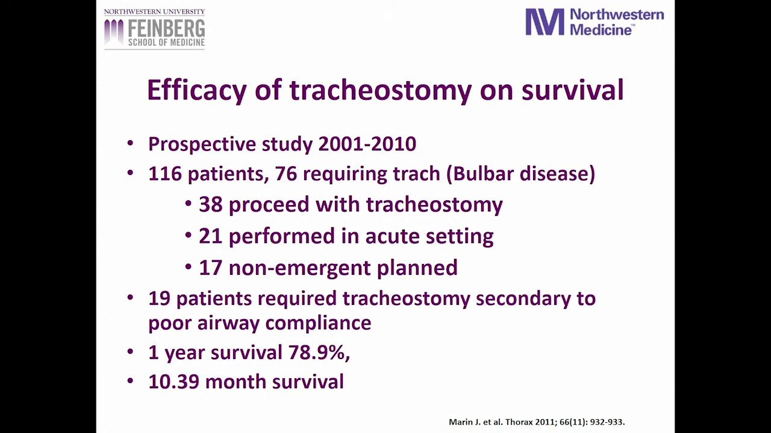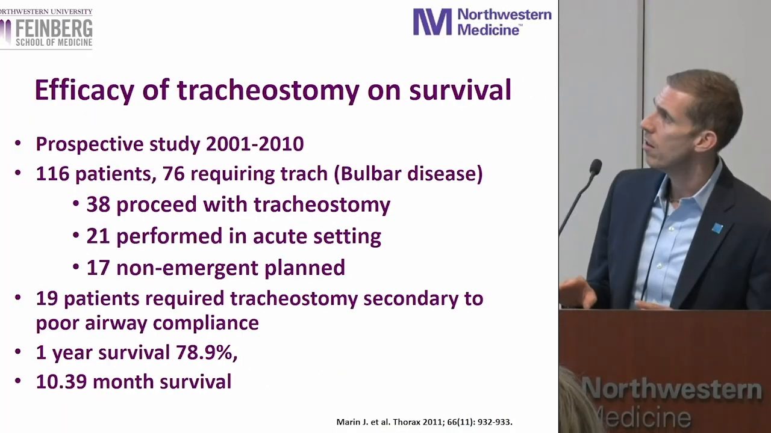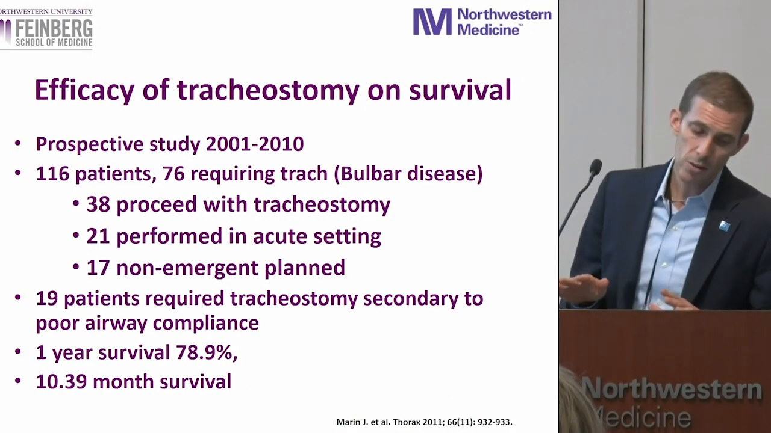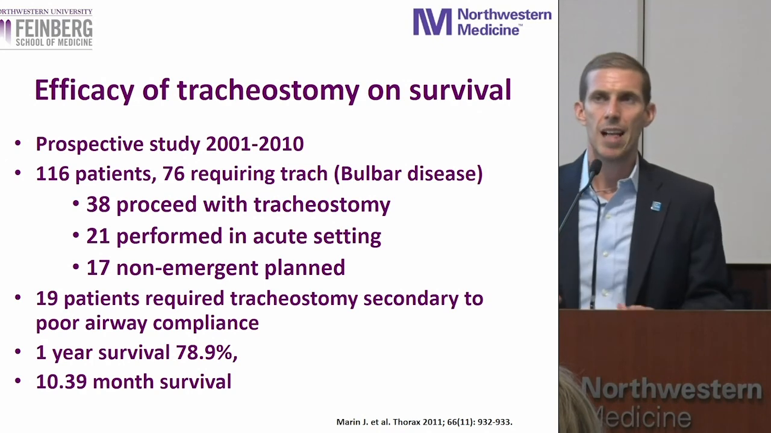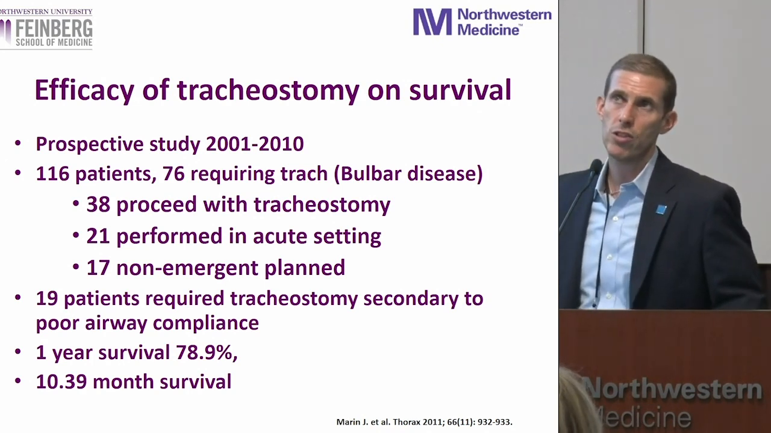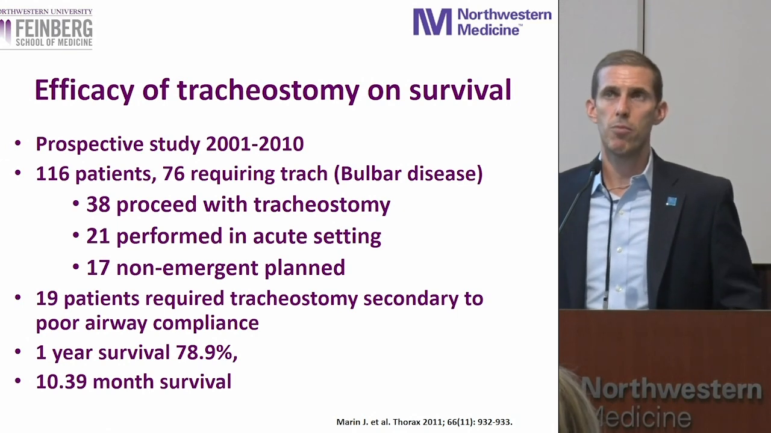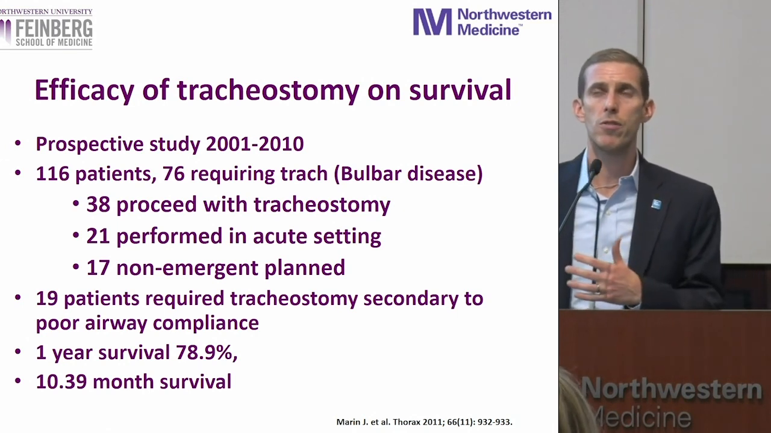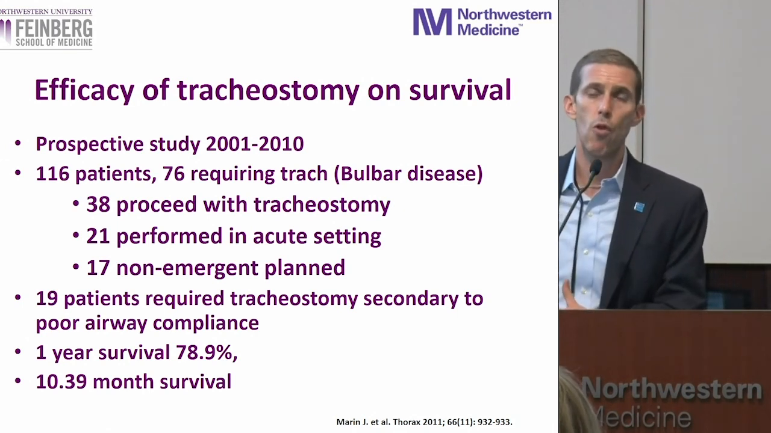19 patients required a tracheostomy secondary to poor airway compliance. The 1-year survival was 79%, and they had an average survival of about 11 months. If you go back to non-invasive ventilation, what I showed on the earlier slides, non-invasive ventilation can prolong life up to 205 to almost 400 days. So we actually can get just as long of survival with non-invasive ventilation as you can with a tracheostomy.